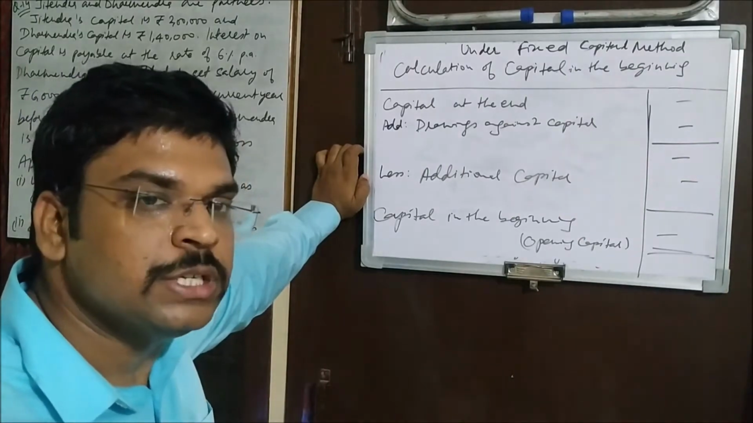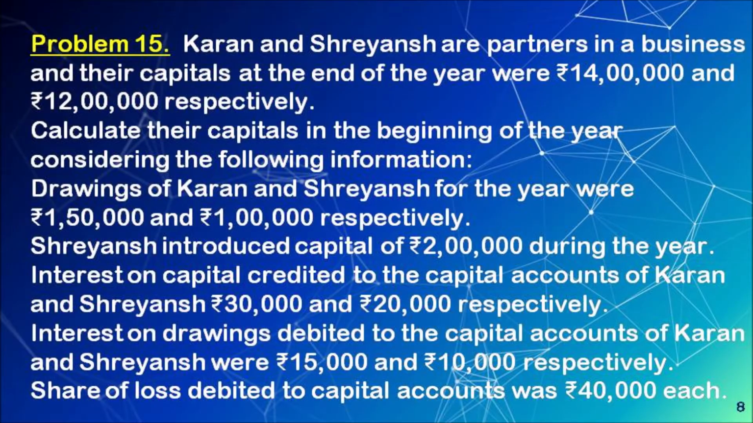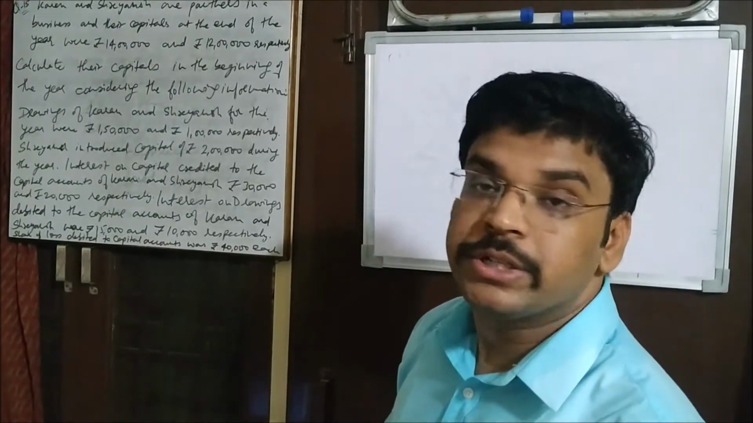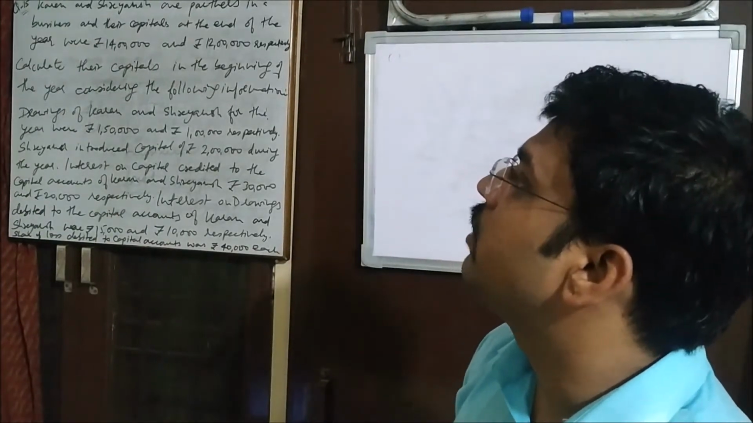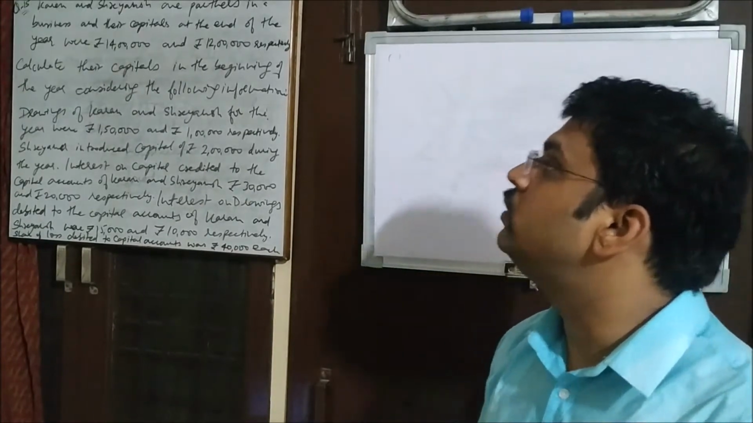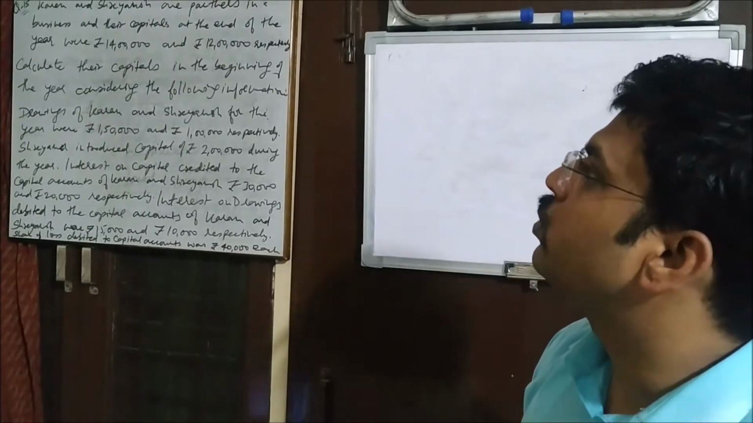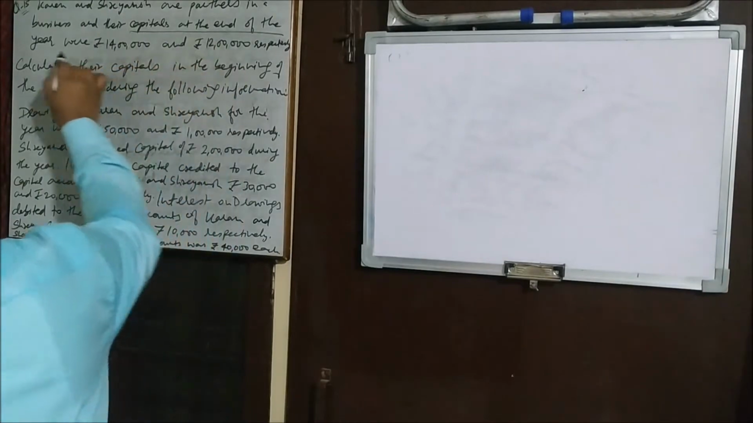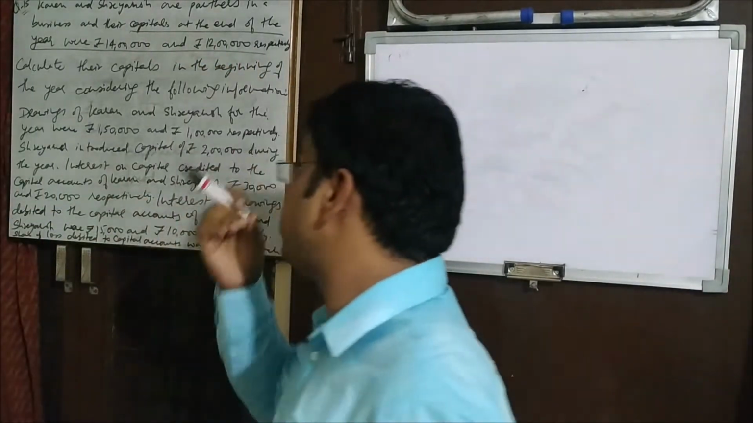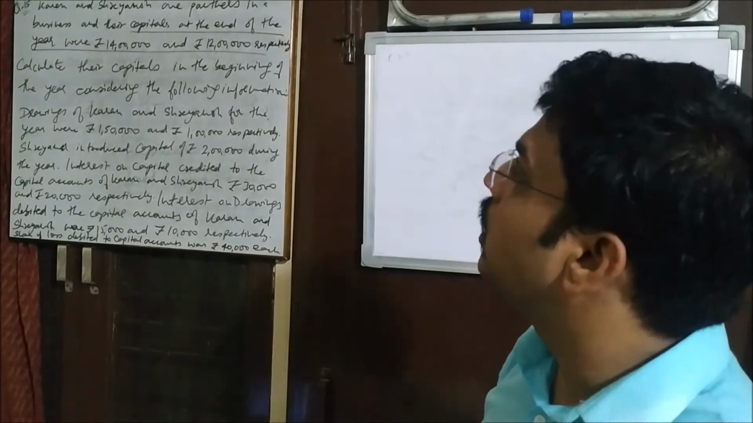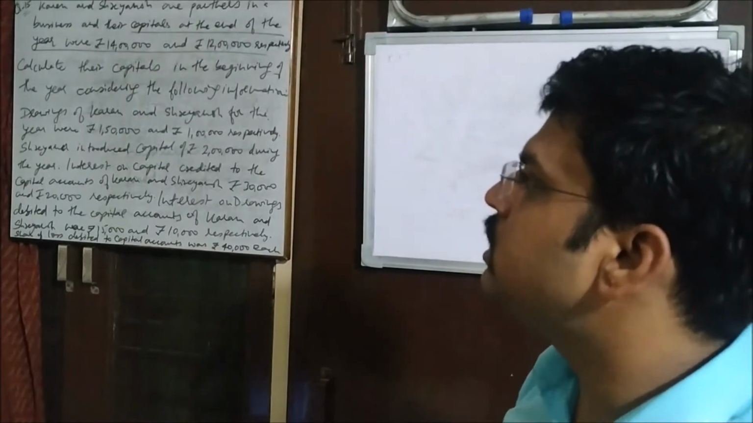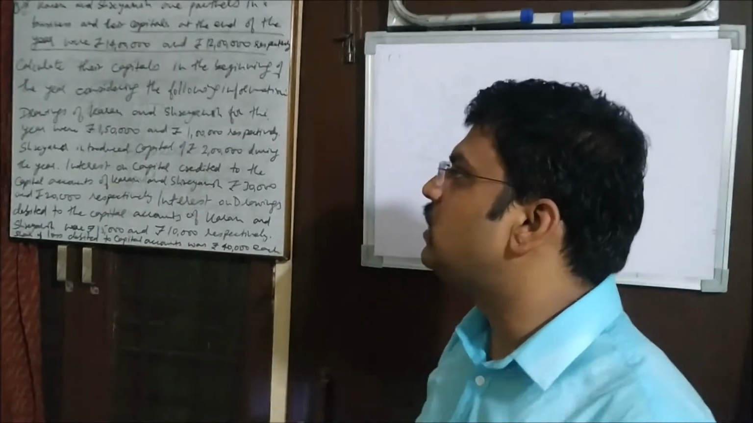So the very first question is there on your screen. So I have written the question here. Let's read the question. Karan and Shreyansh are partners in a business and their capitals at the end of the year were rupees 14 lakh and rupees 12 lakh respectively. Okay, let's focus here. Capitals at the end of the year means these are the closing capitals or the capitals at the end, right? Calculate their capitals in the beginning of the year considering the following information. It means we need to calculate only opening capital, not interest on capital here.